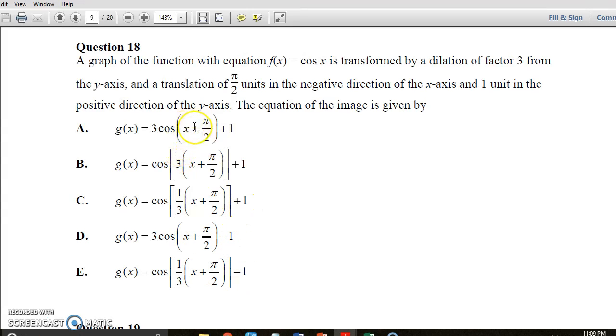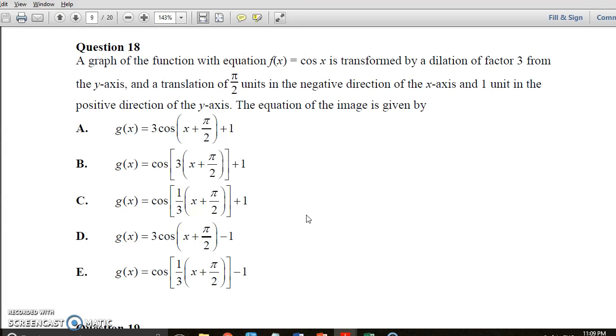Now we're also told that it dilates by a factor of 3 from the y-axis. A factor of 3 from the y-axis tells us that we've got to have something in front of the x. We're going to have a third, because remember it's 1 over 3 for the y. We're going to have that in front of the x. So it's not going to be that one. It's also not going to be this one, because that's 3. We want a third. So it ends up being that one there, C. So that's how we solve that one.